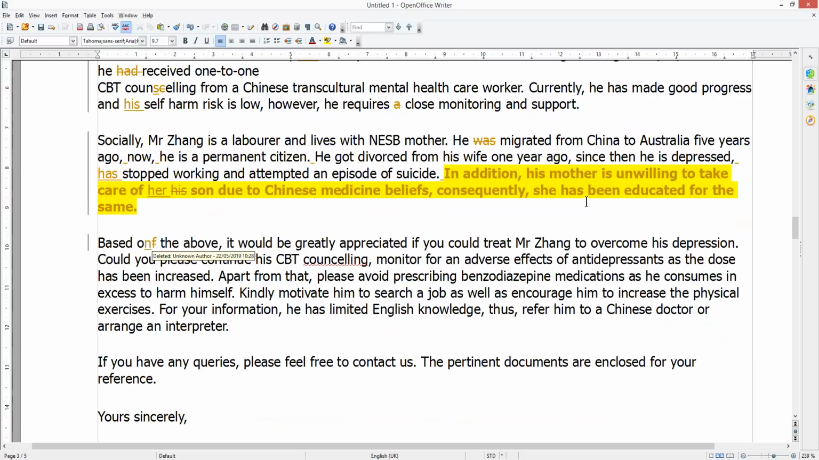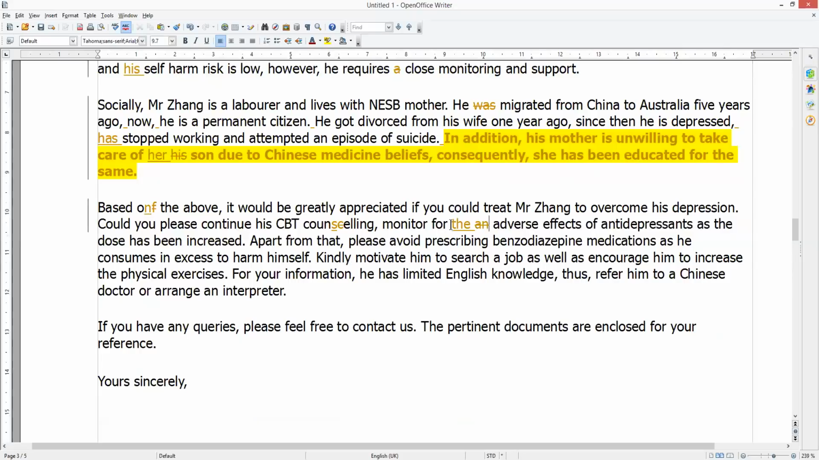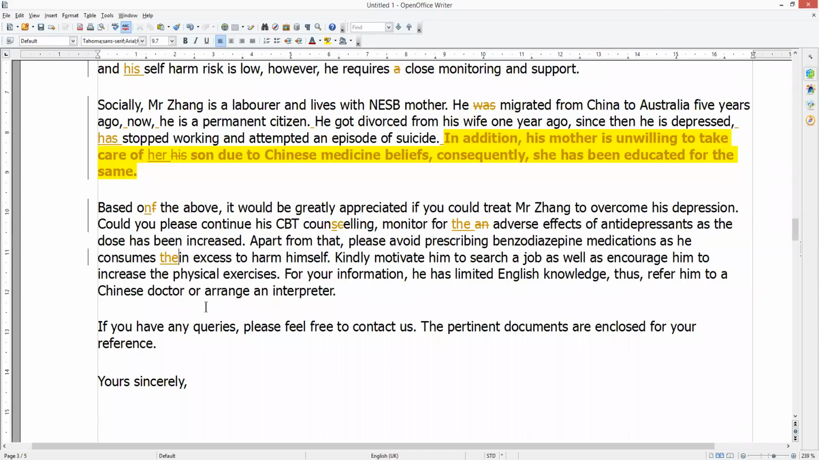Okay, based on the above, it'd be greatly appreciated if you treat Mr. Jiang, overcome his depression. Could you please continue his counselling? Needs an S. Monitor for adverse effects or the, because it's particular effects, the adverse effects. Please about your medications as he consumes them in excess to harm himself. Can he make willing to search for a job? Lots of grammar here. So encourage him to increase physical exercises in general, so we don't need an article.